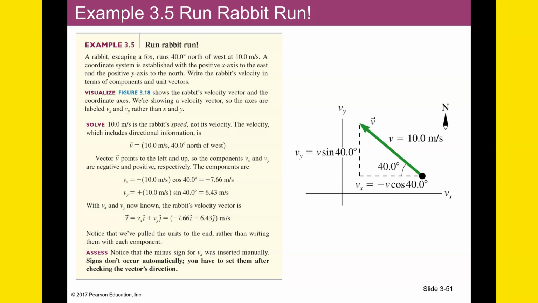All right, example 3.5. Run, rabbit, run. A rabbit escaping a fox runs 40 degrees north of west at 10 meters per second. A coordinate system is established with the positive x-axis to the east and the positive y-axis to the north. Write the rabbit's velocity in terms of components and unit vectors. So 10 meters per second at 40 degrees north of west.